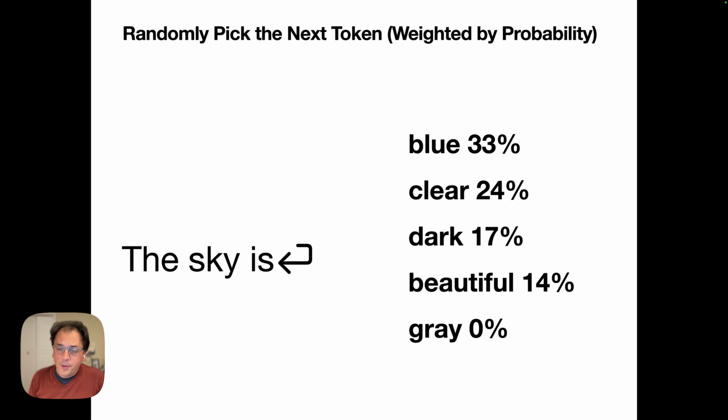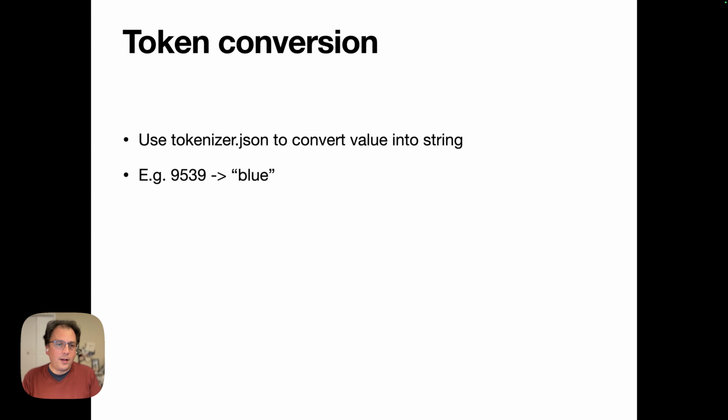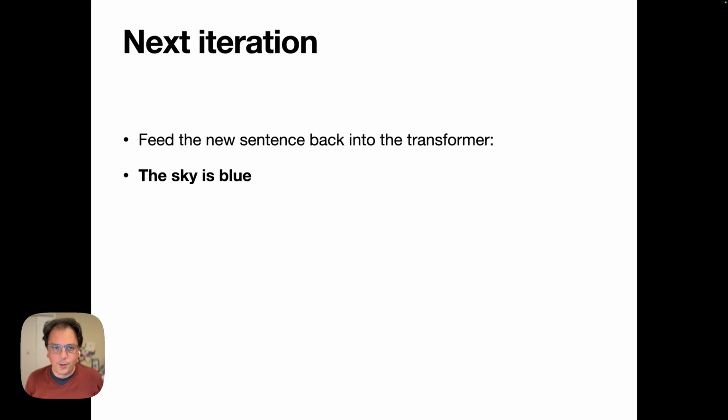And once the token is chosen, how do we get the value of the token back? Again, it's the index. We pick the index of the chosen token and check that in the lookup table for the tokenizer.json. So in this case, if the token is indeed blue, it's the index of the word blue. And once we have that, the sky is blue, then this sentence will be passed into the transformer again, and we do the same thing all over again.